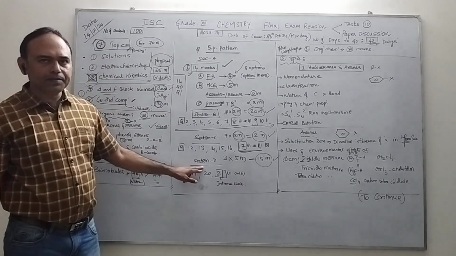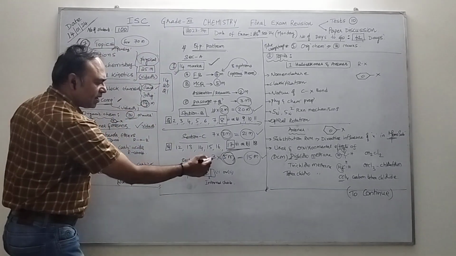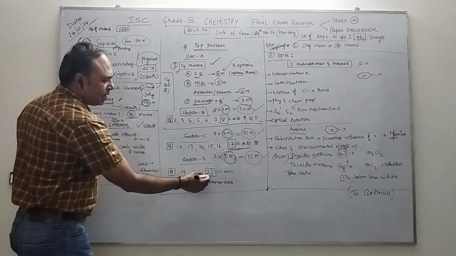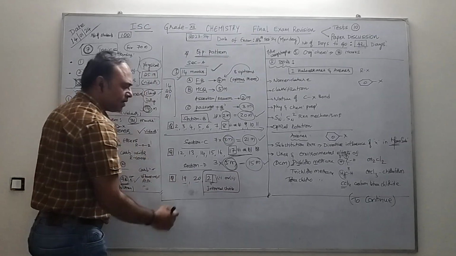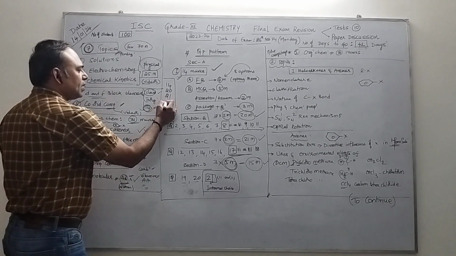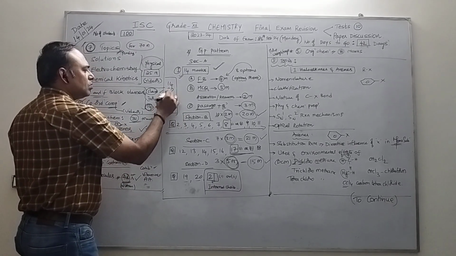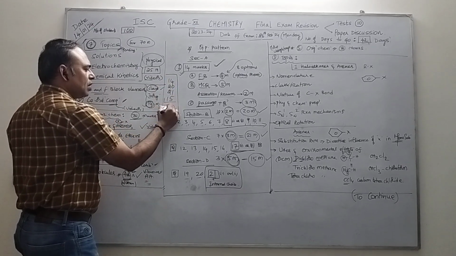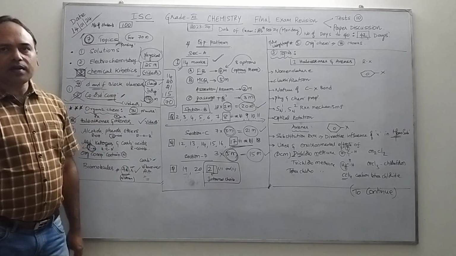Now section D. These are all 5-mark questions. How many are there? 3. So 19, 20, 21. And this 21st question has internal choice. So now I can write 5 here. So what is the total? 14, 20, 21 and 15, which gives 70. Hope you have understood the question paper pattern.